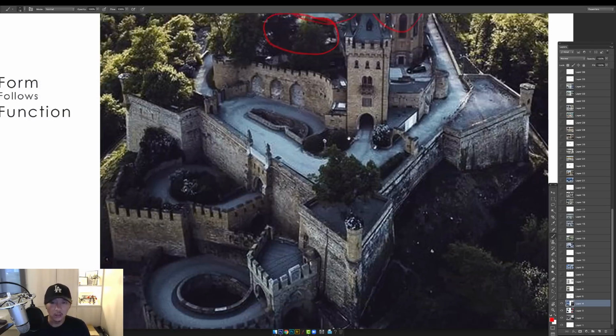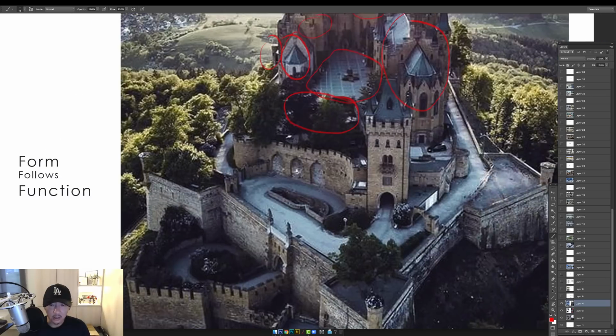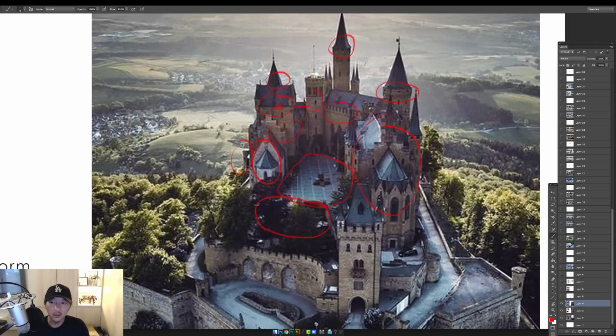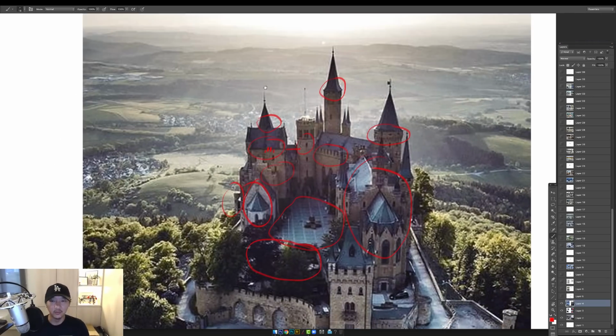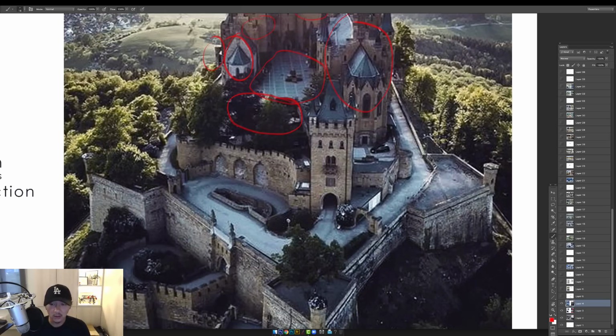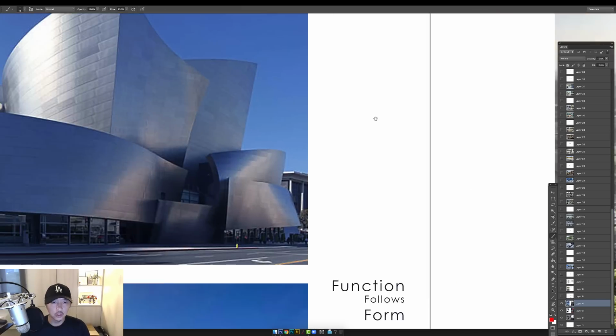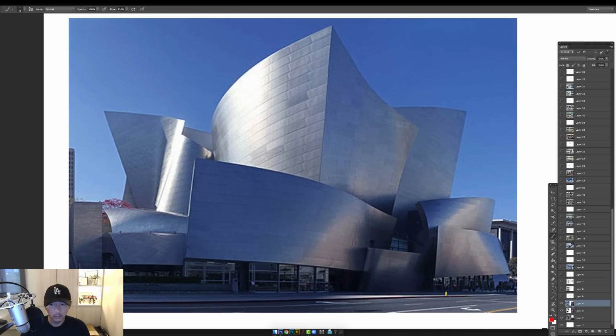Just from general knowledge of how things work, you can look at this and go, oh, I think this is a castle. You know what I'm saying? If you ask most people, if you imagine this is a concept design, they'll be like, yeah, this is a castle. Now imagine you show someone this music hall, you're like, what does it do?